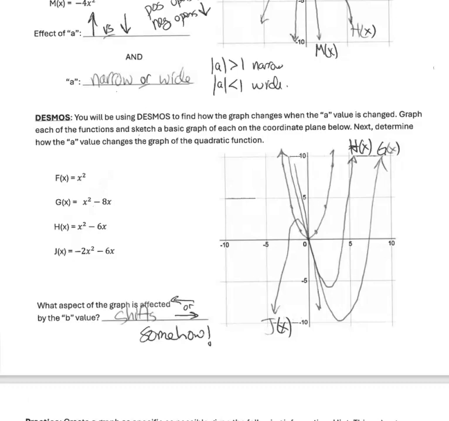Now, we were trying to come up with a rule of maybe if you take the number and you divide by 2, you'll always find out how much it shifted, but it didn't work. At this point in our study of quadratics, all we know is if there is a B term, it is going to shift it left or right, but we don't know exactly how. We'll learn that in the next lesson. So the B value is going to shift it left or right, but we're not quite sure how.